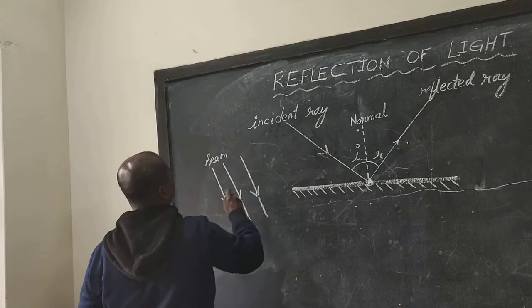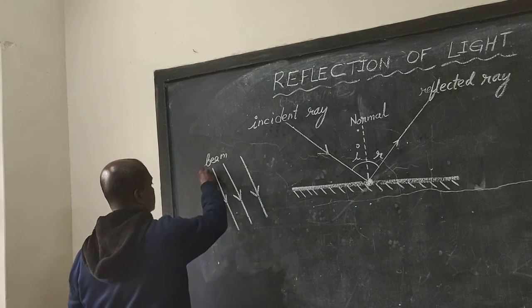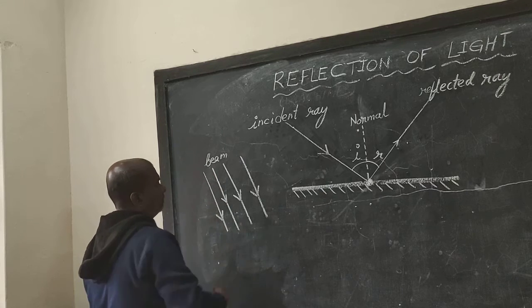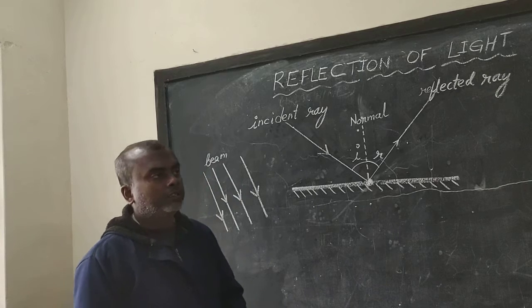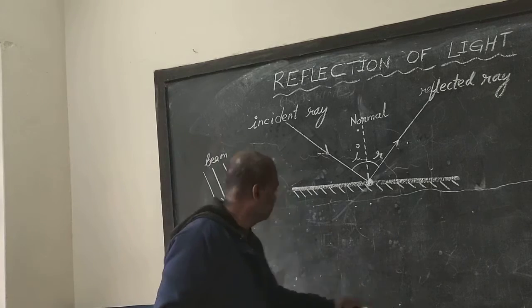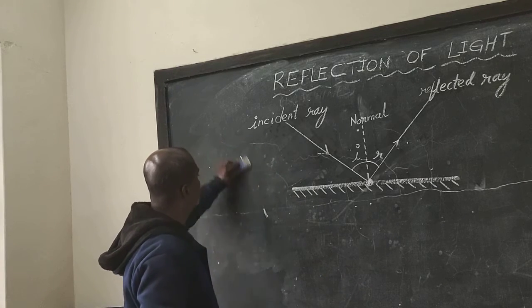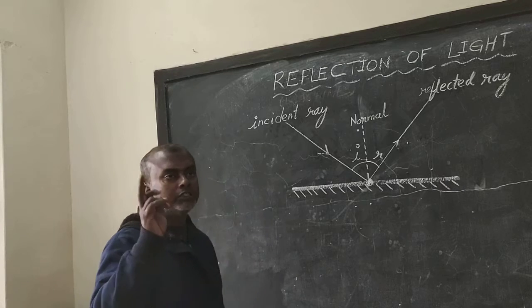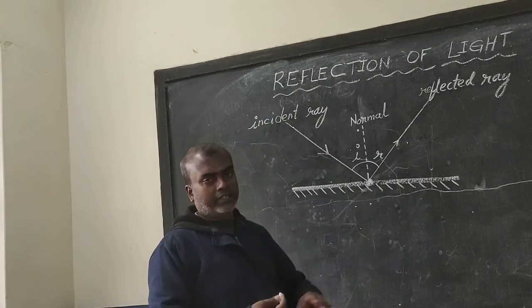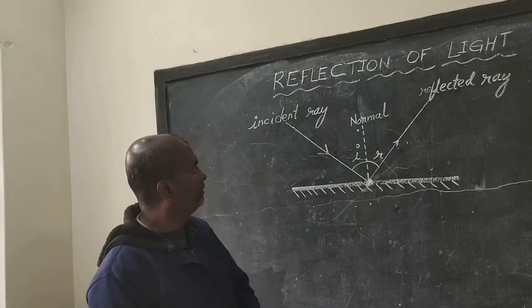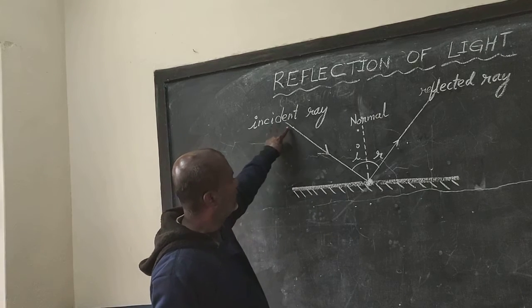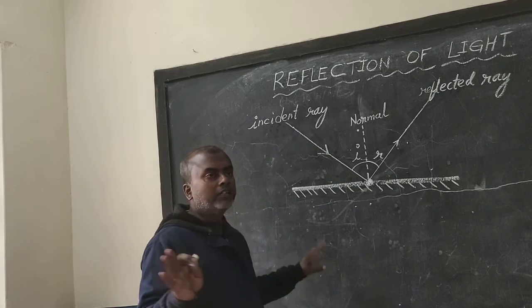Many rays arranged parallel to each other are known as a beam. Anyway, that is a different topic. We'll go to that later on. As of now, we are going to see just one ray of light. To understand reflection, let us imagine that a ray of light is coming towards a plane surface.